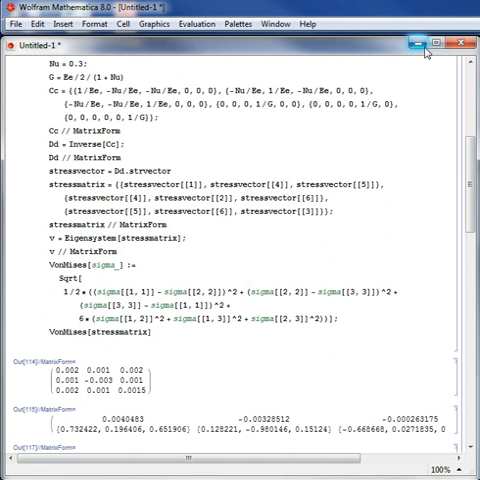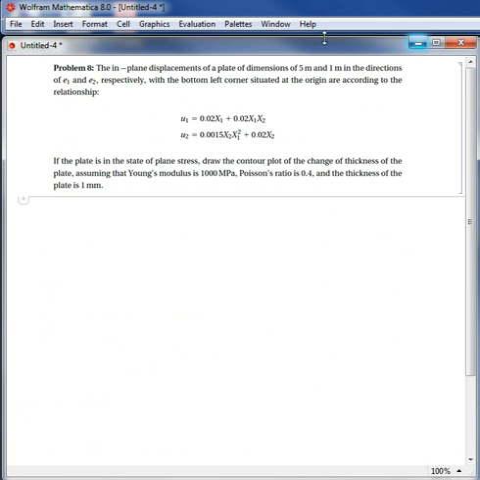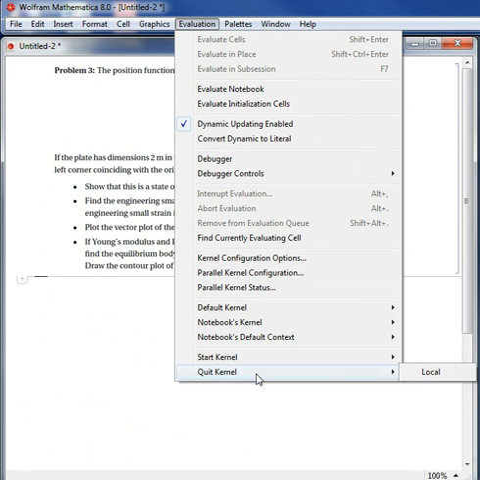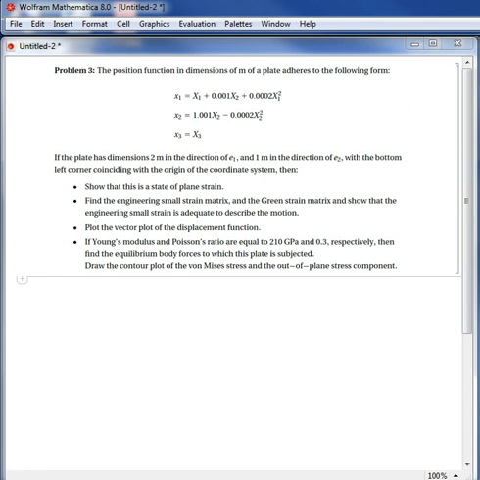Alright, in the next problem, first I'm going to start from scratch, so I'm going to quit the kernel, so I'm starting from scratch. No variables are stored in the Mathematica kernel now, and I have the position function in dimensions of meter of a plate follows the following form.